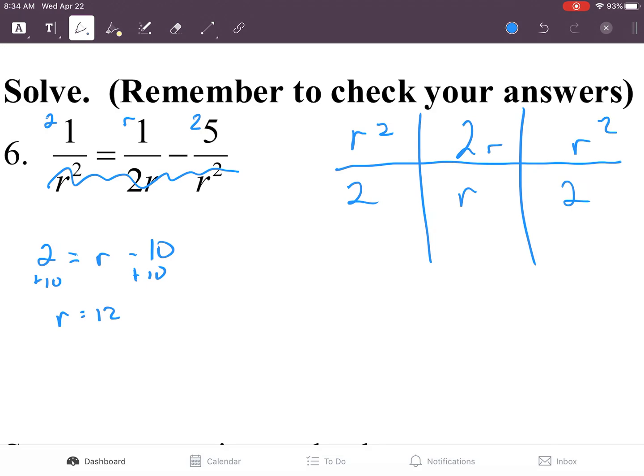Now we've got to make sure that this works. 2r and r squared, we're going to set them both equal to 0 to make sure that we have nothing that can be an undefined fraction in our problem here. So we divide both sides by 2 for the first one, which gives us r equals 0. And we square root both sides to give you r equals 0. So 12 will work because it's not a denominator that will cause it to become 0. And we're good to go.